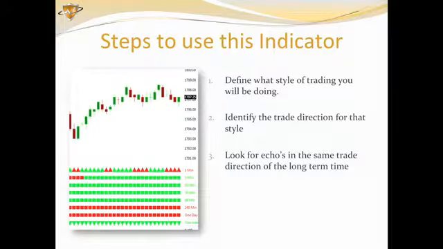Once you've identified trade direction, then you begin looking for echoes in the same trade direction as the long-term time. So regardless of if you're holding things for long-term periods or scalping very small amounts, you'll always be looking at the longer-term trade direction to be doing same trades in that direction on this indicator. And then to help get better price, we will always be looking at the really small term time charts to position our way in.